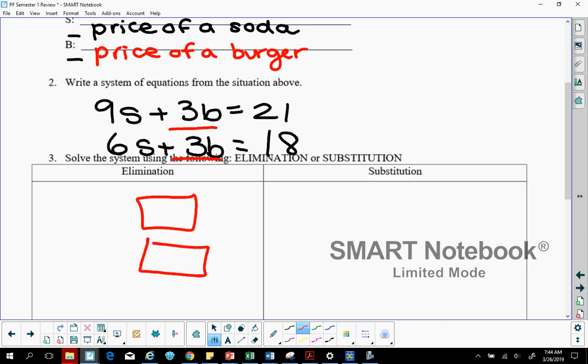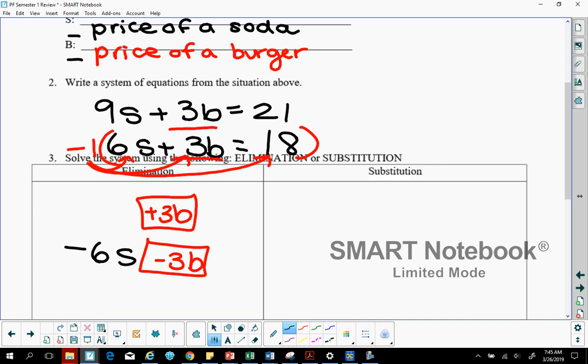I just need to make one of them negative. So I know I'm going to be playing with the B, and I'll make the top one plus 3B and the bottom one minus 3B. What do I need to multiply to the bottom one to make it from positive to negative? -1, right? And so remember to share the love. -1 needs to be multiplied to every single one. So -1 times 6S, I end up getting -6S minus 3B. And then what's -1 times 18? -18. Just changes the signs.